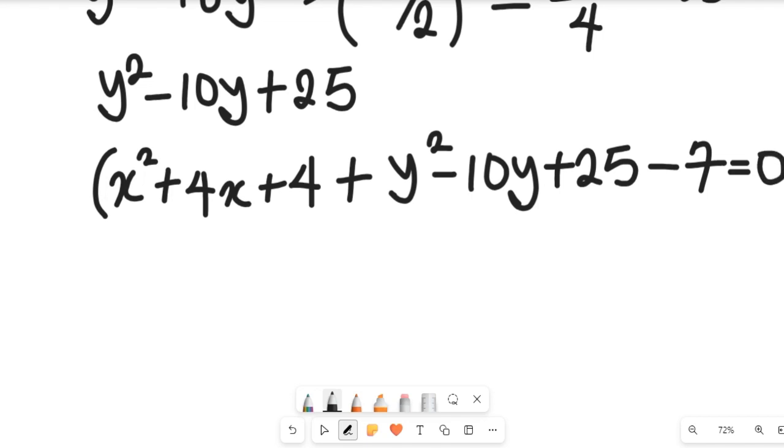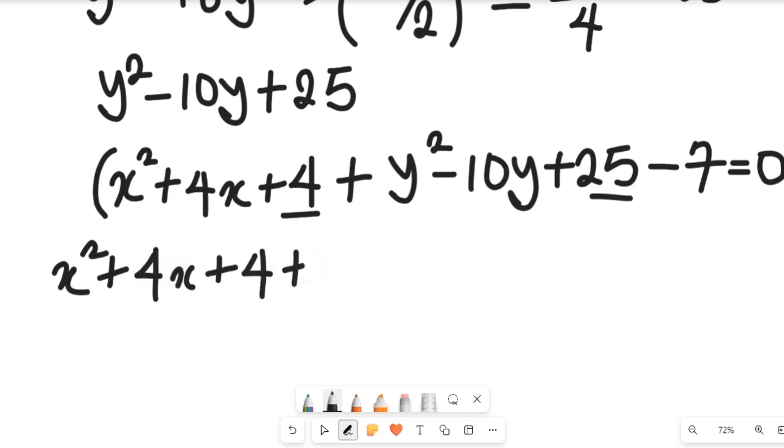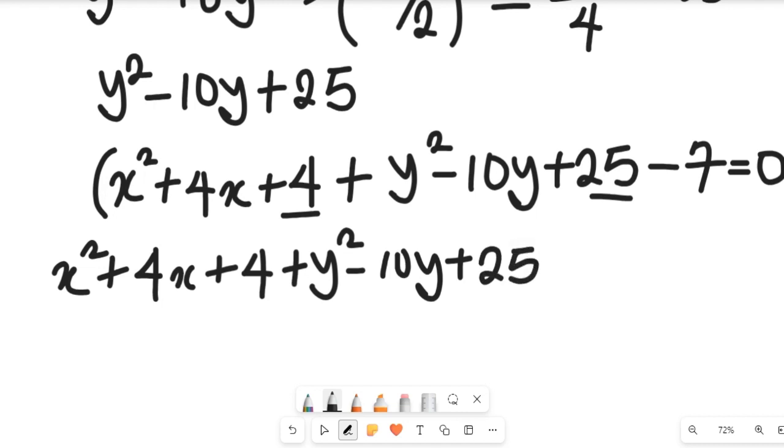So if we expand this, we're going to find out that we added 4 to both sides. We added 4 to this side, and we added 4 to this side. So we are supposed to add 4 to the other side of the equation. So this will give us x squared plus 4x plus 4 plus y squared minus 10y plus 25, and this is minus 7, and this will be equal to 4 plus 25.